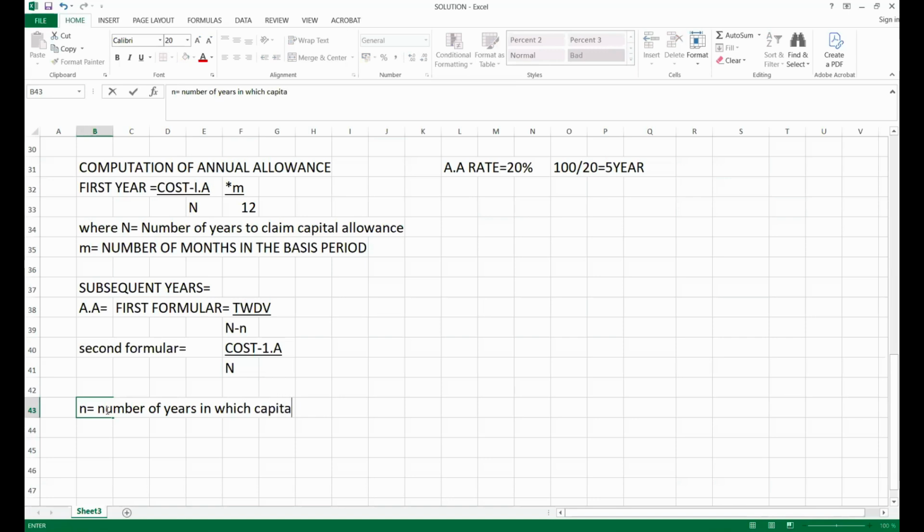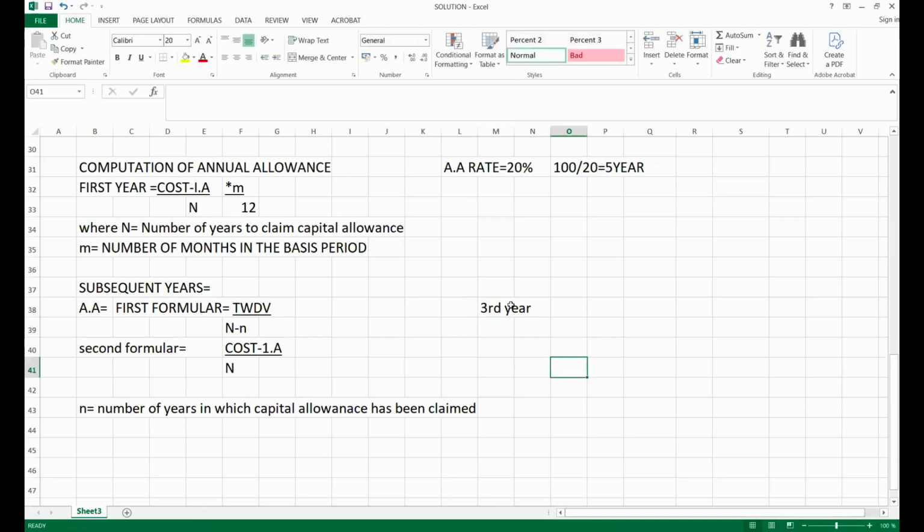Number of years in which capital allowance has been claimed before the subsequent year. I did not say second year. I said subsequent years. That subsequent year can be the second, the third, the fourth, or any year. So before this particular year that we have now, assuming let's say we are in the third year now. Let's say we are in the third year.